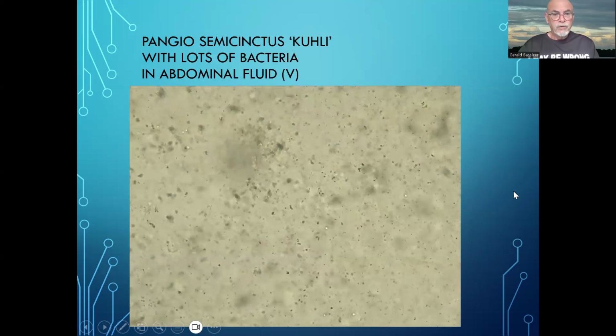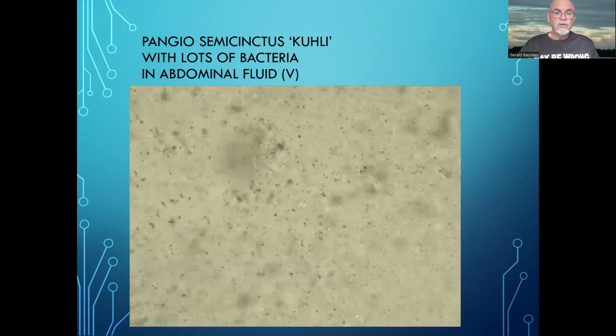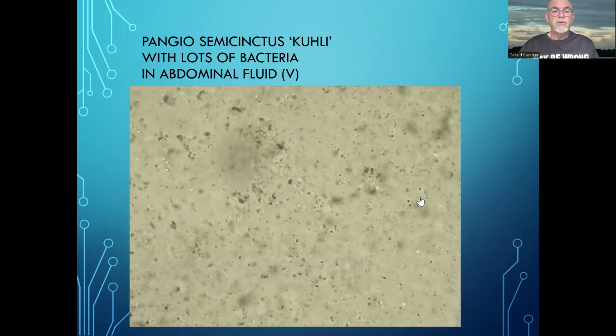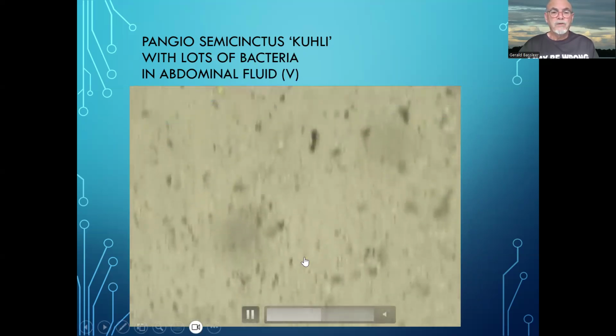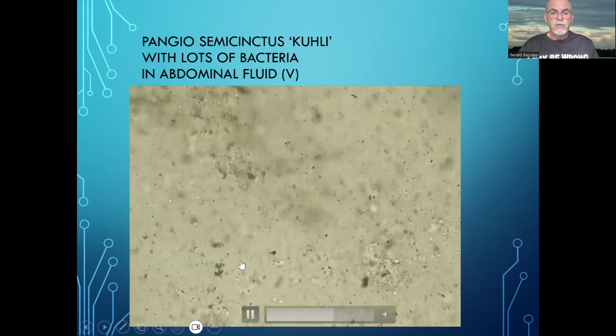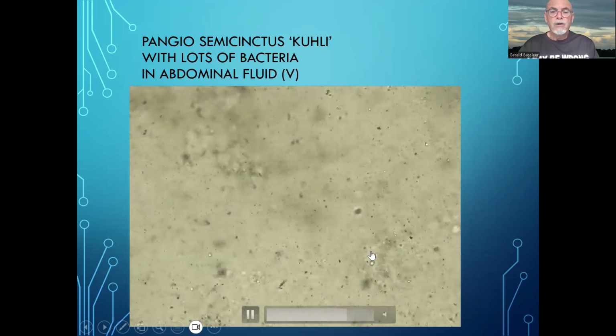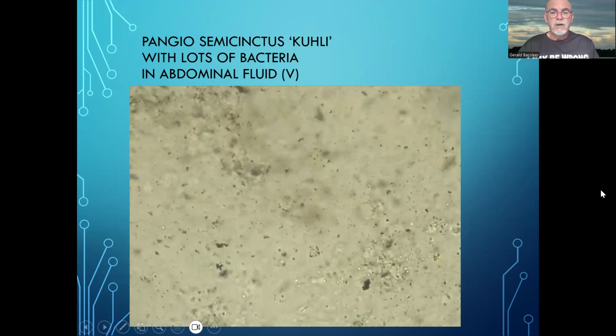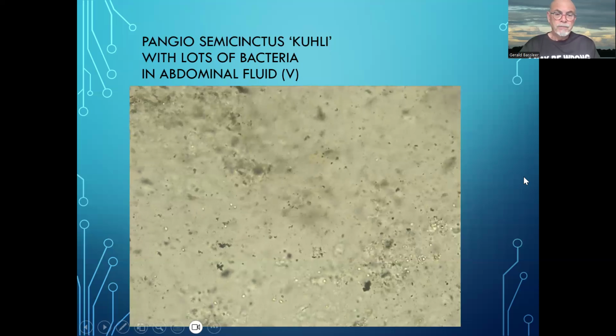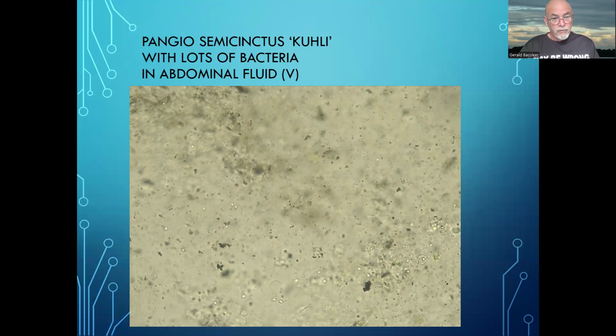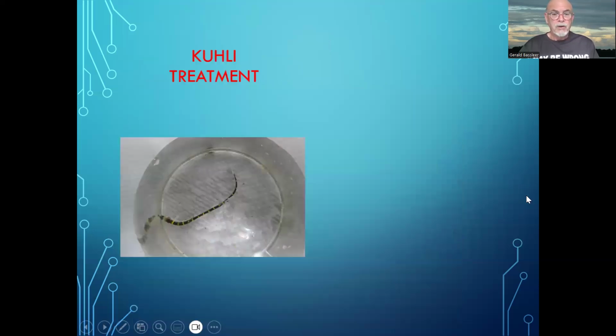And then we checked also the abdominal fluid of this Kuhli loach, and you can see the amount of bacteria, all those black spots, also those black specks, which are colonies of bacteria. Here are millions of bacteria that are affecting the fish and, of course, eventually killing the fish. So bacteria play a very important role for this Kuhli.